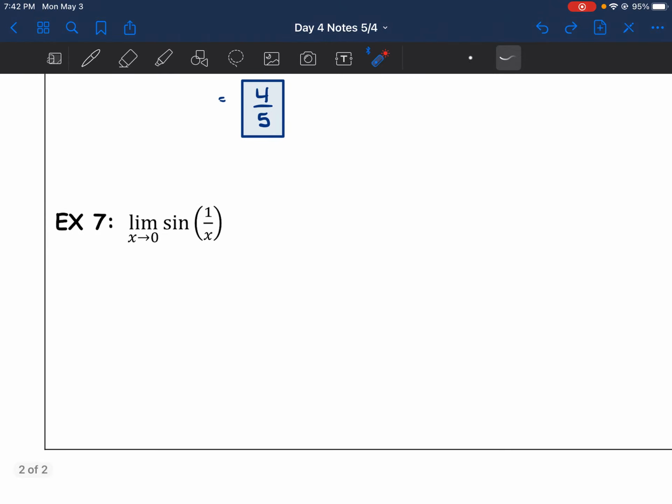So example 7 says, evaluate the limit as x approaches 0 of the sine of 1 over x. And if we try to plug in 0 for x, we get sine of 1 over 0. And the problem is, we know that 1 over 0 is an undefined term. You cannot divide by 0. So the question is, where do you go from here? Well, in my opinion, one of the easier things to do, once you have this undefined term, is to try a different method. And for this example, I went ahead and tried graphing next.